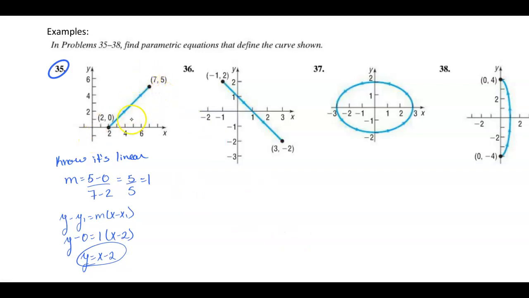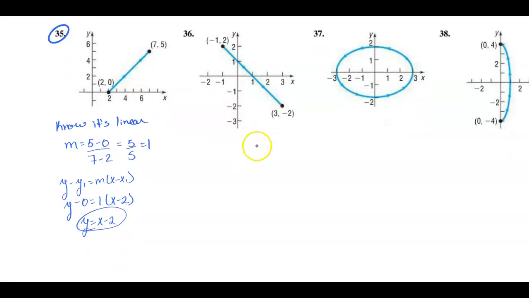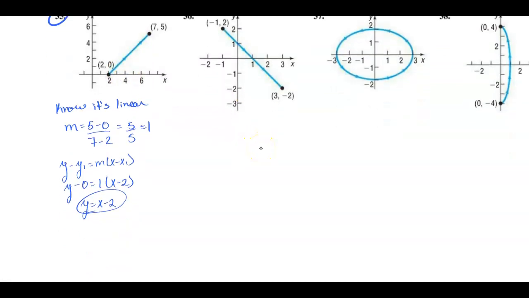But we want just this parametric piece, and we want to make sure that we get the orientation captured as well. So we could let x be equal to t, and then y would be equal to t minus 2. So now we have to think about what are the restrictions on t, because it's not going on and on forever and ever. There's a finite amount of this line there.